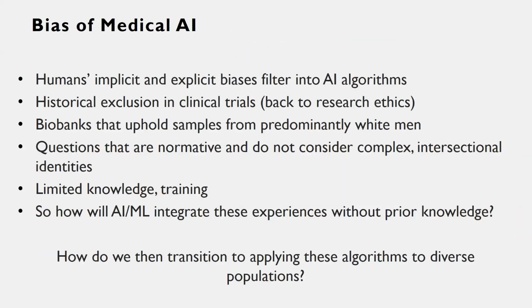So the bias of medical AI, and I'm sure many of you have talked about this at length, but I'm going to try and break it down for you. AI algorithms are created by humans, right? Humans create that algorithm. Humans have implicit and explicit biases that filter into AI algorithms. If we use data sets, know that there's historical exclusion in clinical trials. So who's actually part of your data set? Is it a homogeneous group of individuals?